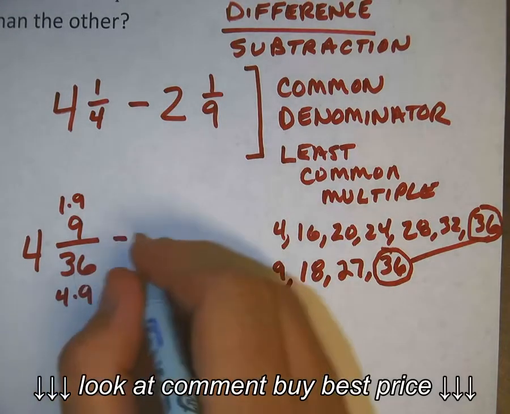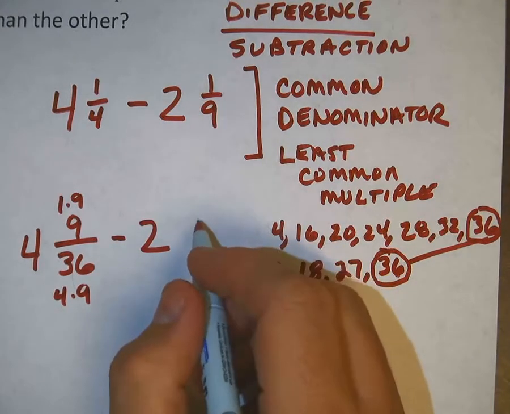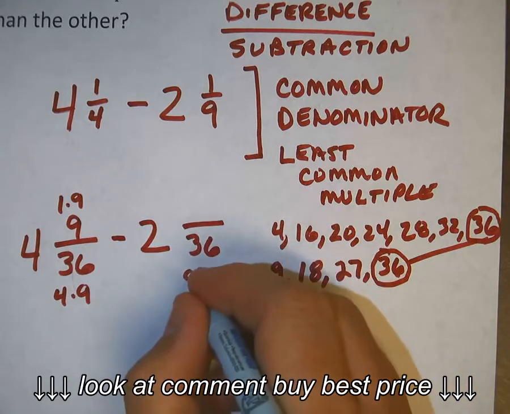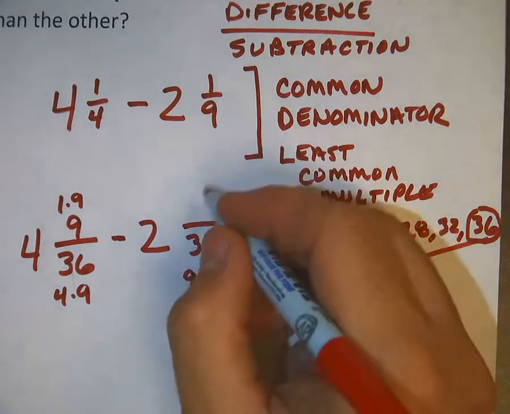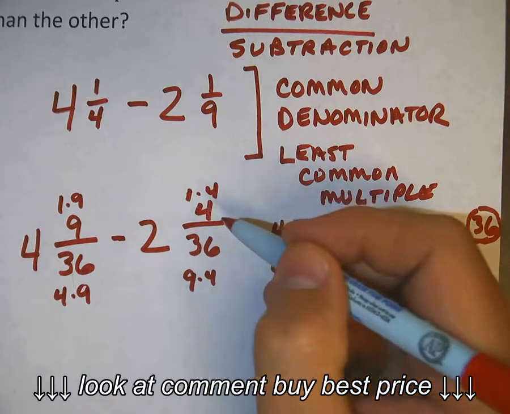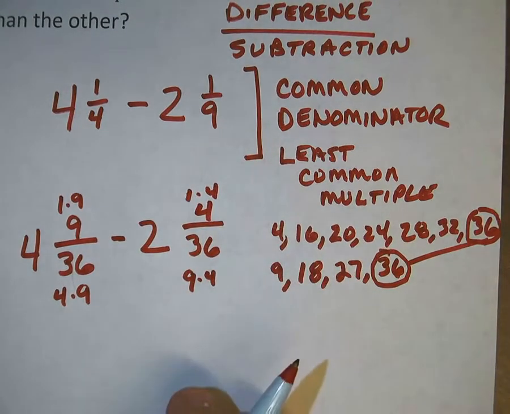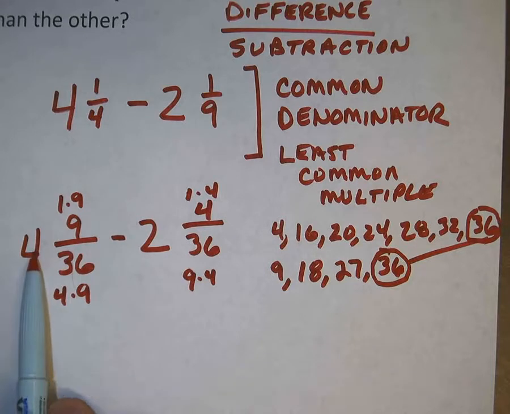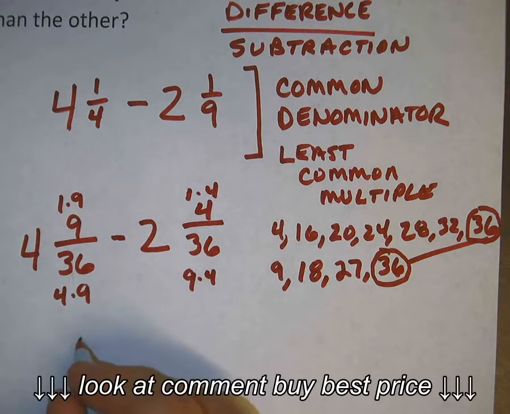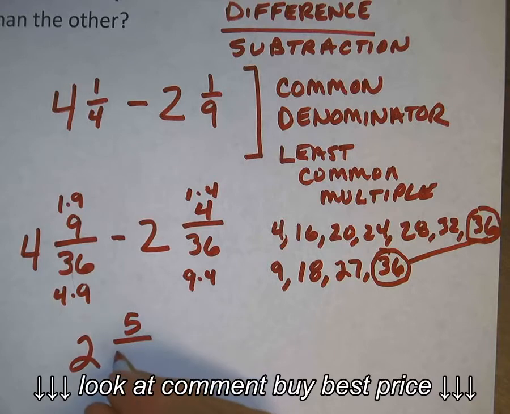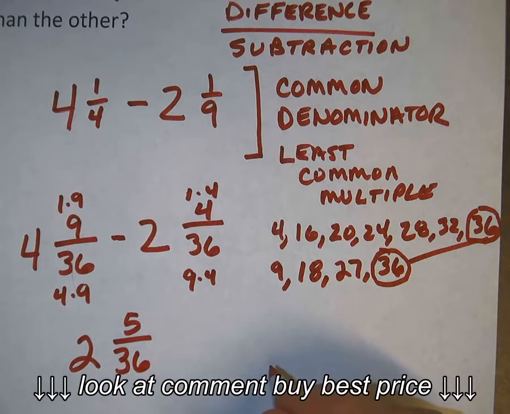So let's subtract 2. Now 1/9 is something over 36. So 9 times 4 was 36, so I'm going to have to do the same thing with my numerator. 1 times 4 is 4. Now I have them set up to be able to just subtract. Easiest thing to do here is say 4 minus 2. Well, 4 minus 2 is 2. And 9 minus 4, well, that's 5 over my common denominator of 36.